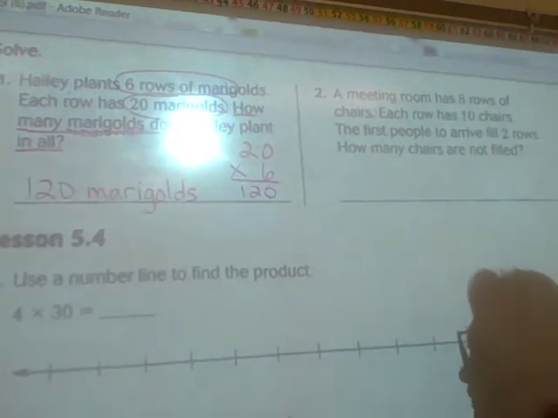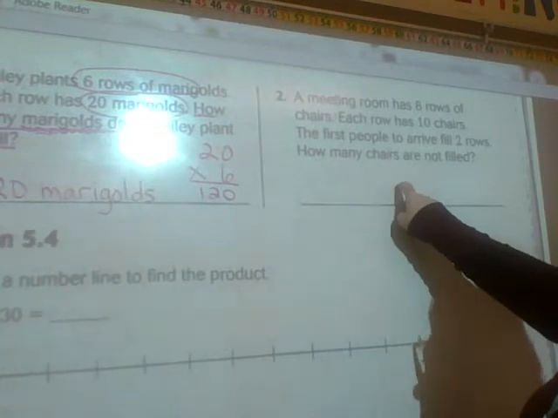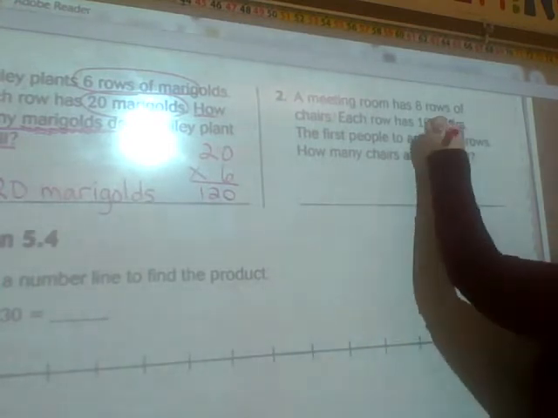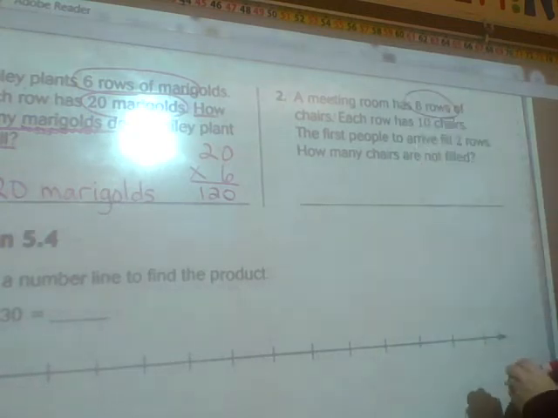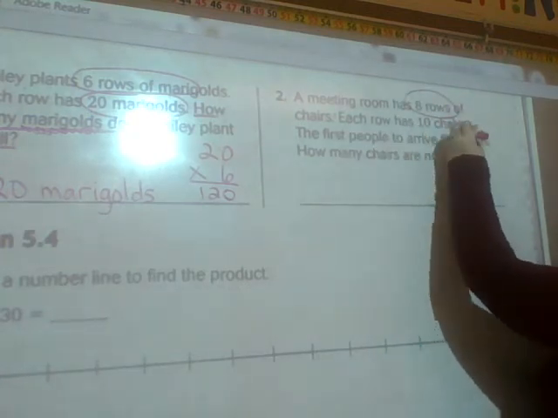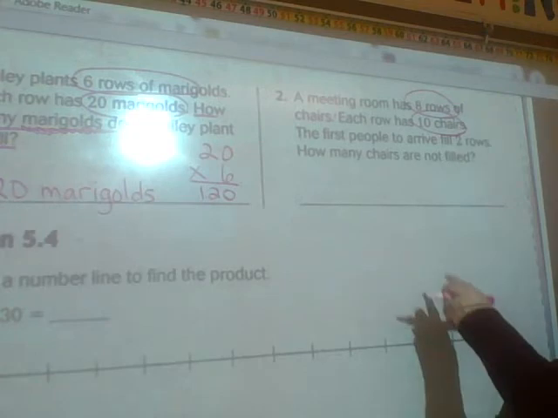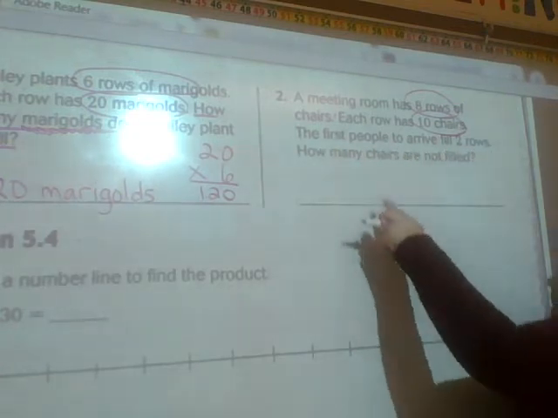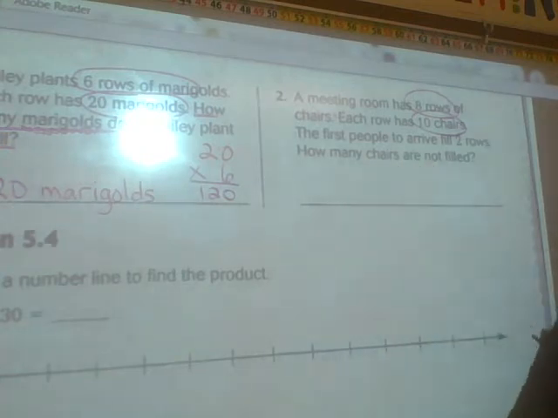So let's come over here to this problem. It says a meeting room has 8 rows of chairs. Each row has 10 chairs. The first people to arrive fill 2 rows. How many chairs are not filled?